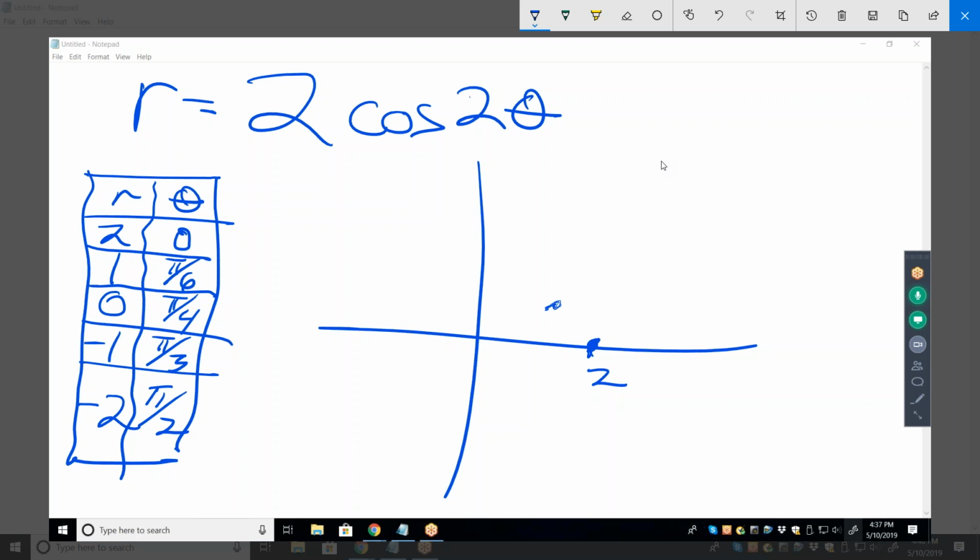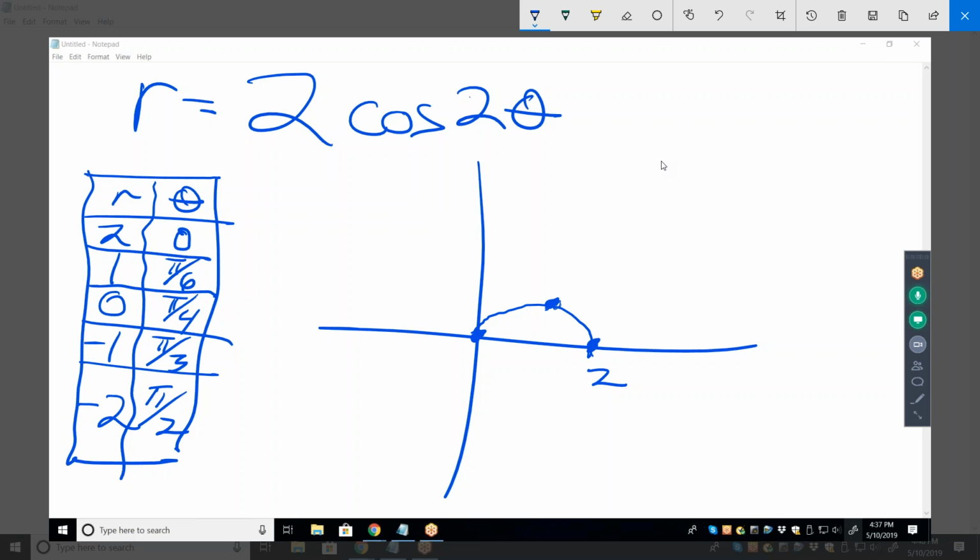So it's about there. When theta is pi over 4, 45 degrees, it's right there. So if I was graphing this from 0 to pi over 4, I would get that part of it.